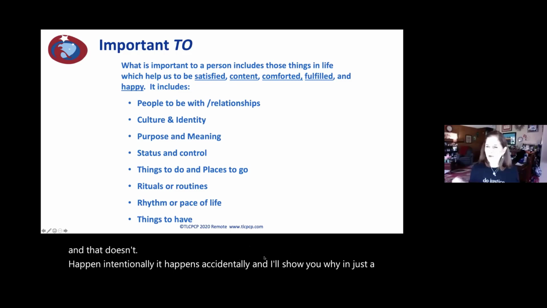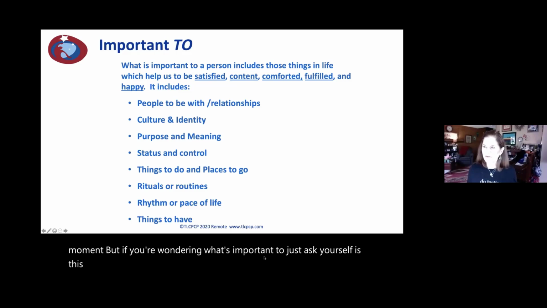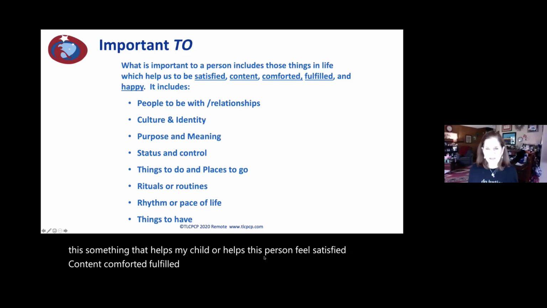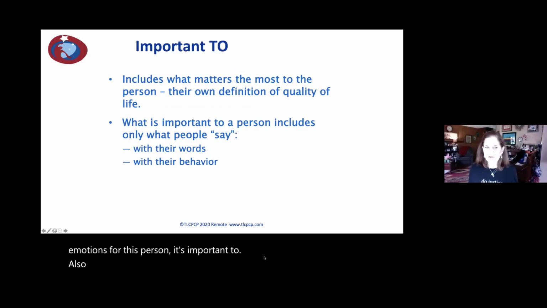But if you're wondering what's important to, just ask yourself, is this something that helps my child or helps this person feel satisfied, content, comforted, fulfilled, or happy? If it answers any one of those emotions for this person, it's important to. Also important to includes what that person defines as quality of life.